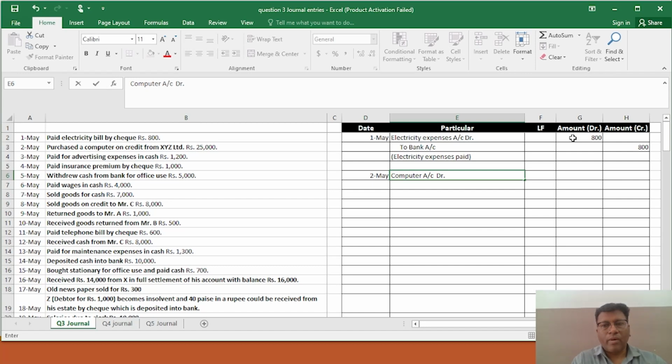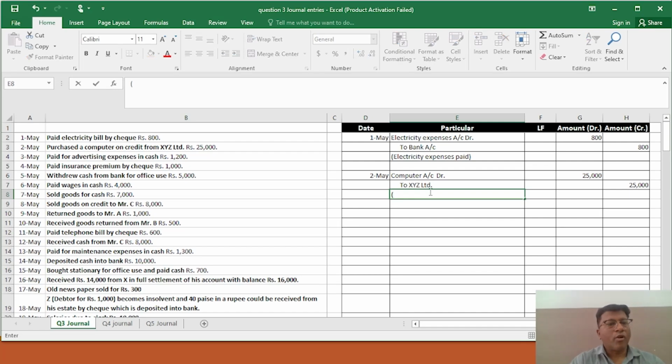Debit, right, to, because cash or any check is not given, right? It means this is a credit transaction. You are buying, you are purchasing the computer on credit, so you have to mention the name of the supplier or your creditor, right? So there is a name XYZ Limited, so you have to mention to XYZ Limited. And what is the amount? 25,000 you have to mention over there.